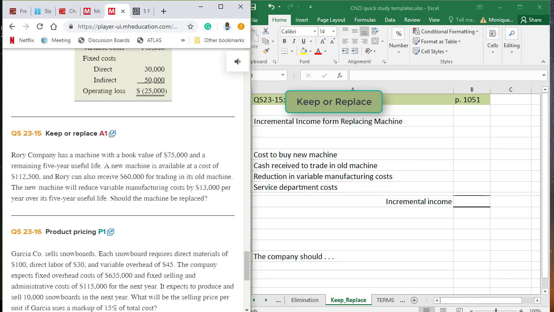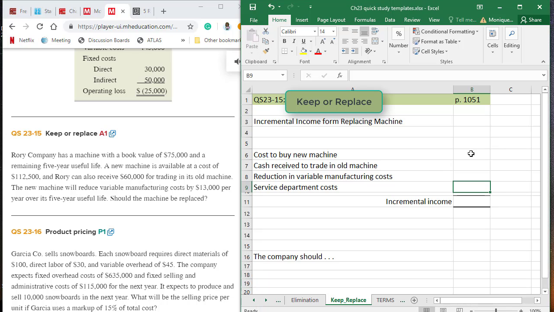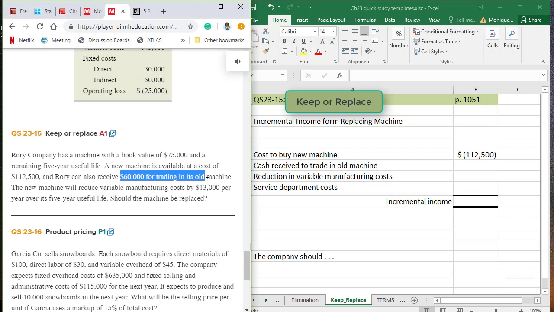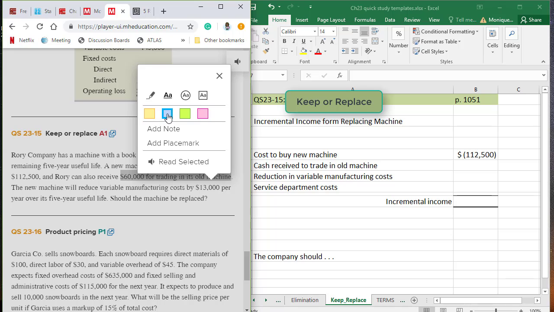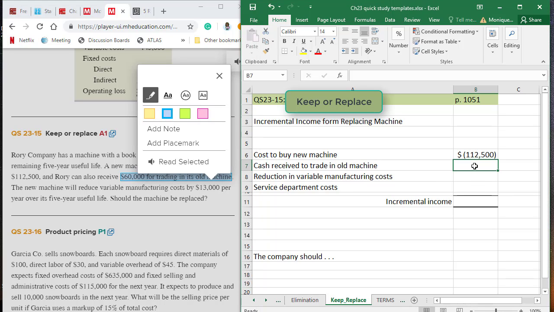So what we're going to do is we're going to see if we should replace it. So the cost to buy the new machine is going to require money on our part. So that's $112,000 that we're going to have to pay out. So I'm putting it as a negative, and then you're going to double click between the B and C to make it wide enough to hold the widest thing. So just double click here and I'll make it wide enough automatically. Then the cash received. So if we trade it in, we're going to have to purchase a new machine, and we're going to get another $60,000 for trading in the old machine. So we got to include that in our decision. And since we're going to receive it, that's going to be a positive number, $60,000.